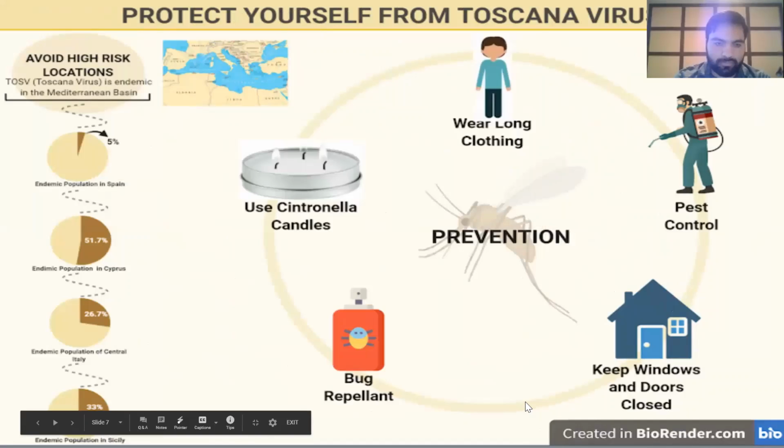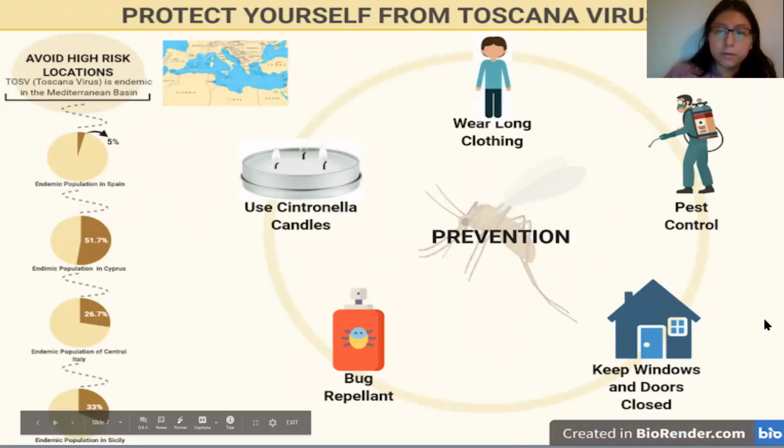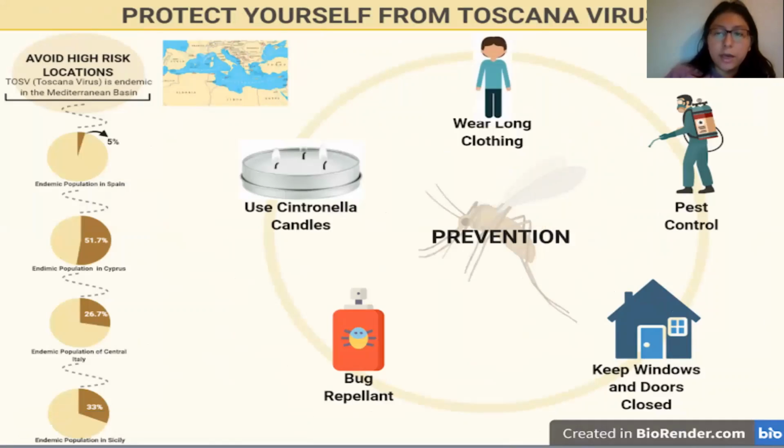I will be explaining our third infographic, which goes over public health and the ways to protect yourselves from the Toscana virus. Different ways that the public can protect themselves from this virus is through prevention. At home, one can keep the doors and windows closed or use screens on windows and doors to prevent any mosquitoes from entering the house, lessening your chance of exposure to the virus.